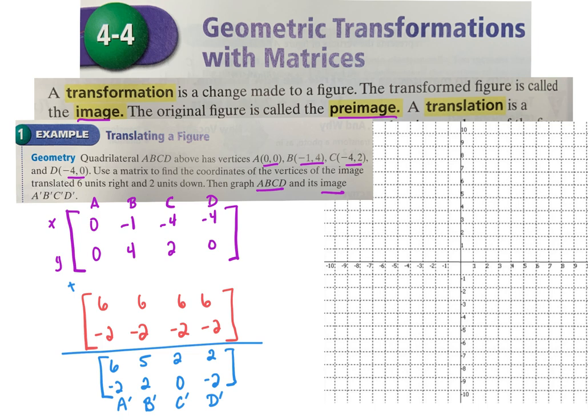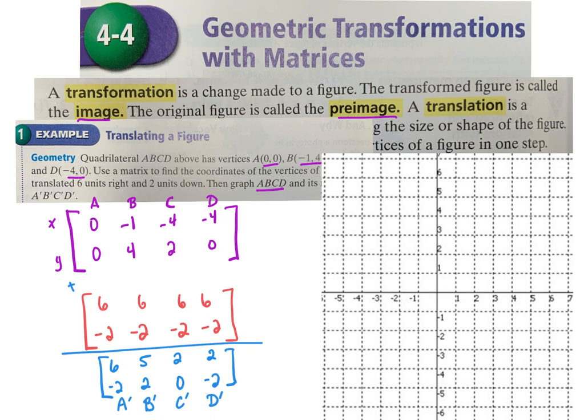I'm going to make this guy. You want to label it, so we're going to say 0, 0, that's A. -1, 4, that's B. -4, 2, that is C. And -4, 0, that is D. And then, of course, you are going to connect your lines there. So this is your pre-image. Your pre-image is the original one.